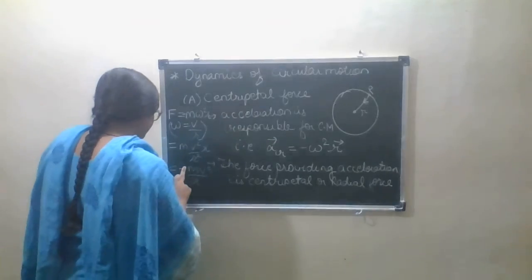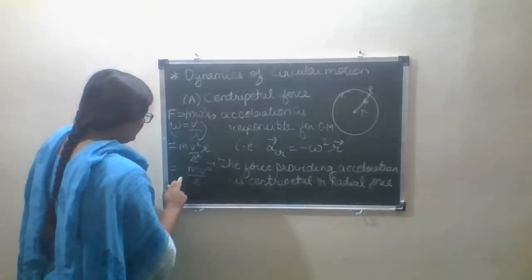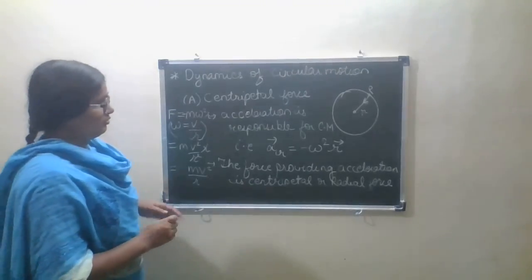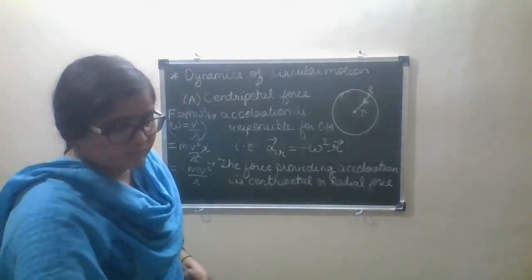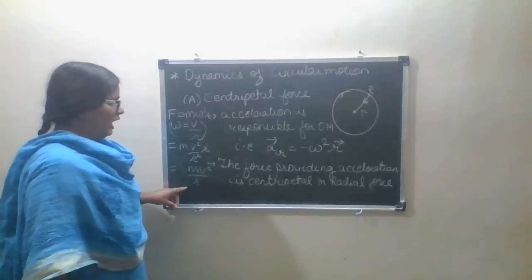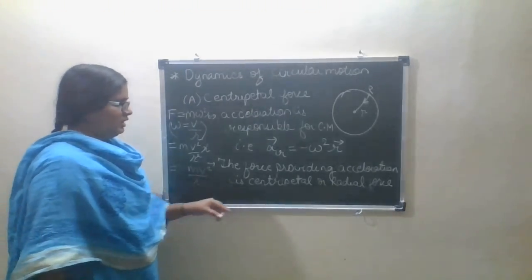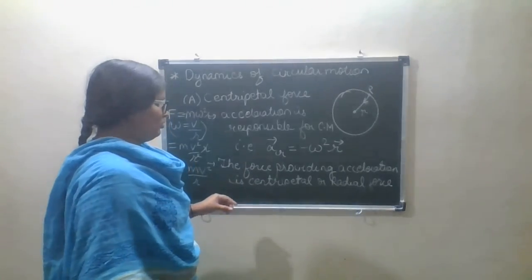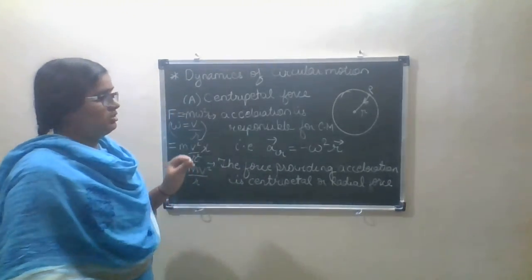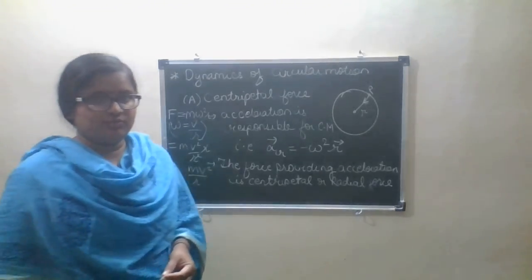Or in magnitude form we can also write it as m v square upon r. This means the force we have now got is m v square upon r. This is the radial force or centripetal force. The force is this. Now we will see what centrifugal force is.